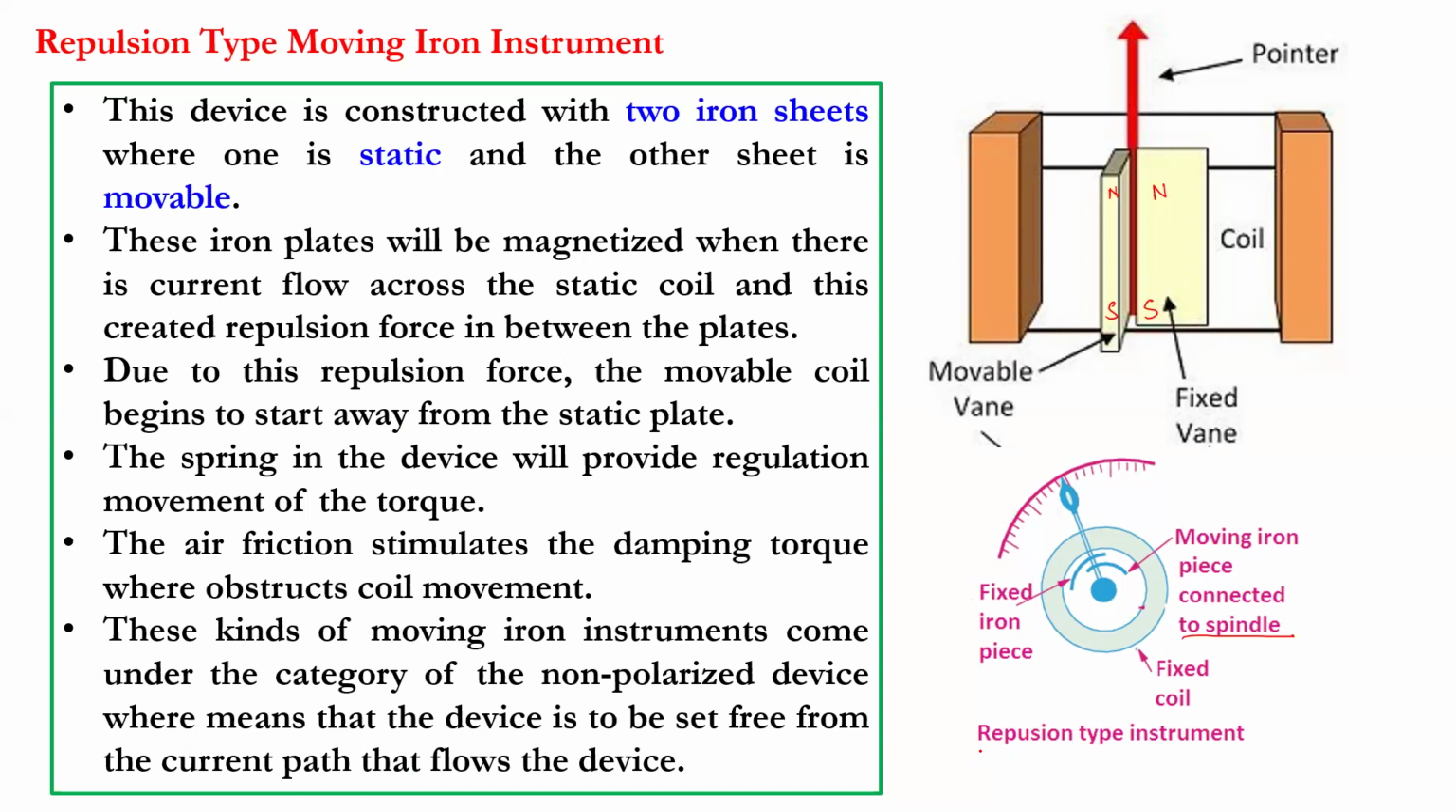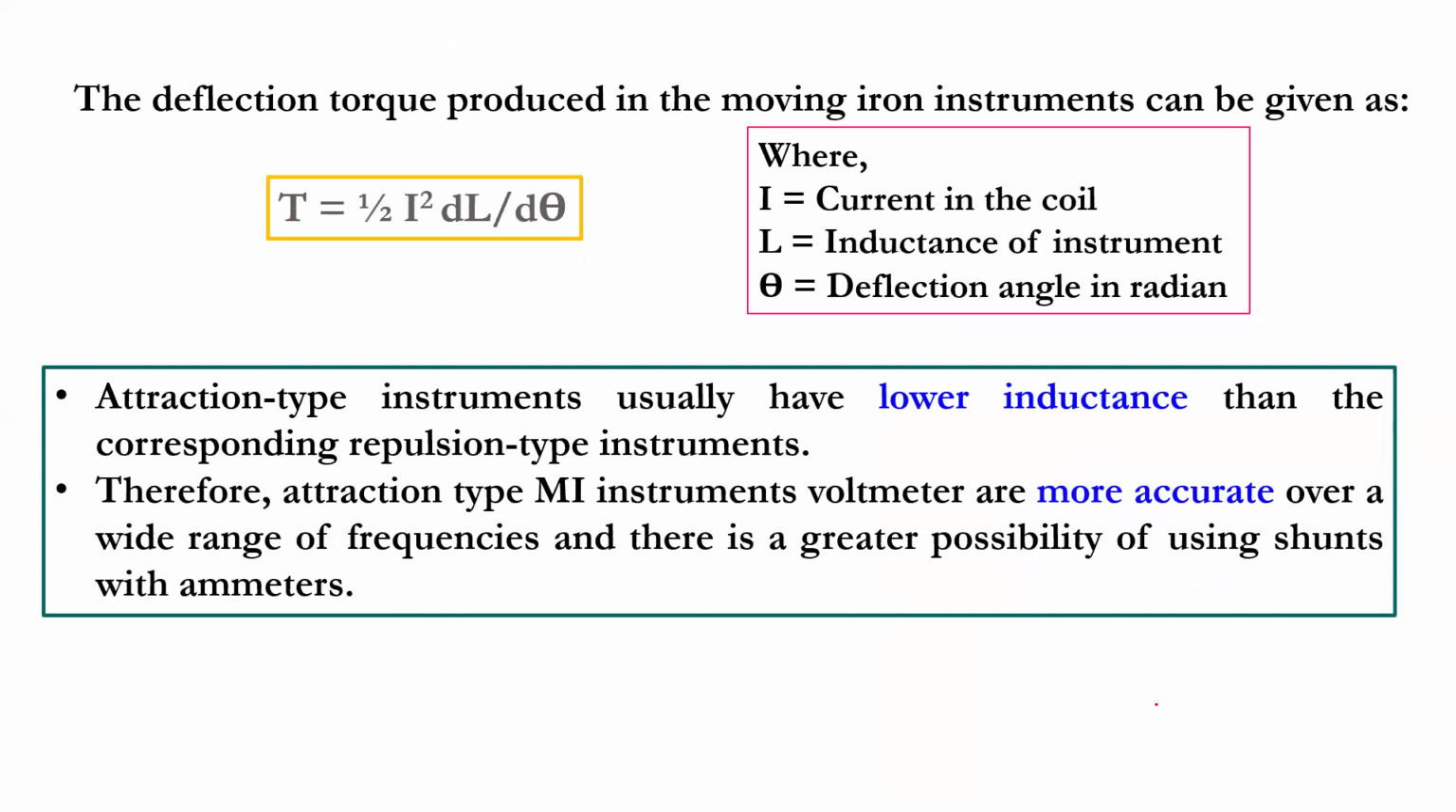In this, the pure nature here is a repulsion type instrument. And we have to remember for moving iron instruments, deflecting torque is directly proportional to I square. You have to write deflecting torque is directly related to the square of the current. Don't forget that line. Whereas previous one only current, PMMC.